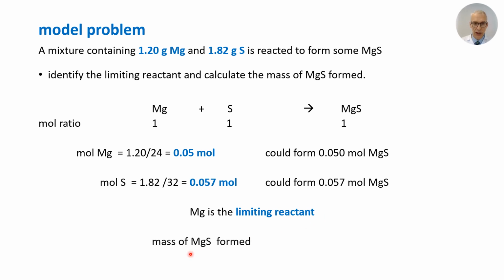So we then work out the mass of magnesium sulfide formed. Of course, we need to use the smaller number of moles. So numbers of moles times the molar mass of magnesium sulfide. Just to be clear, 24 for magnesium, 32 for sulfur comes to 56. So numbers of moles times the molar mass comes to 2.8 grams.